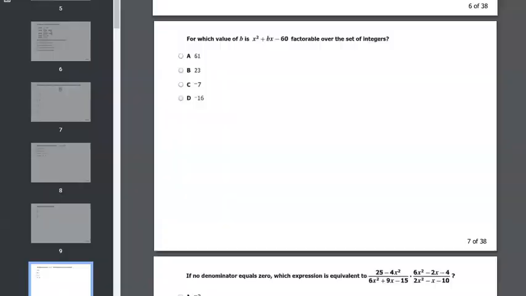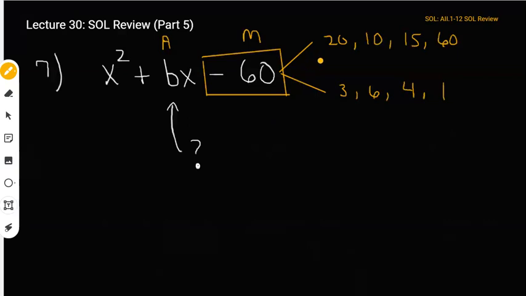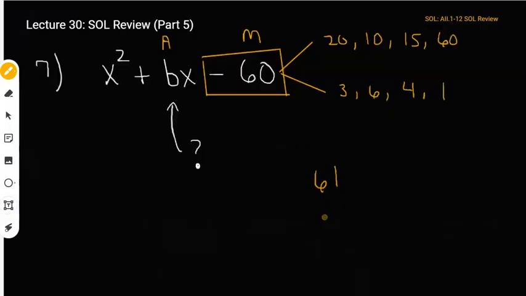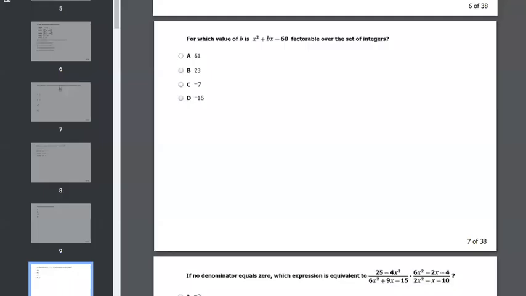So now, what are our choices for adding? We have 61, 23, negative 7, negative 16. So let's write those down. We've got 61, 23, negative 7, and negative 16.